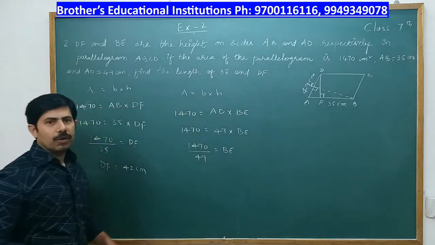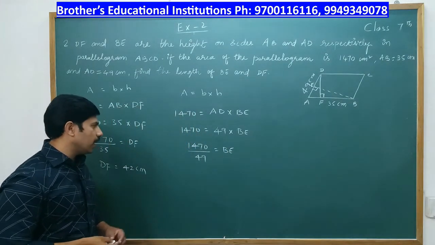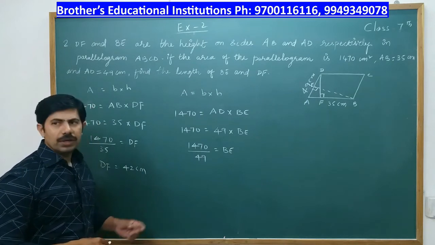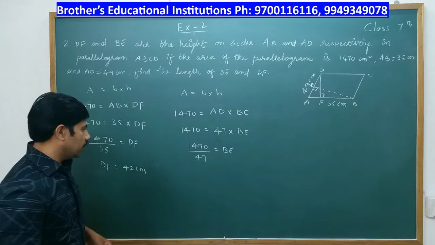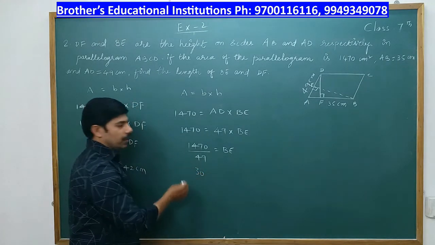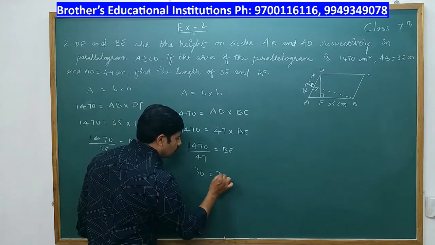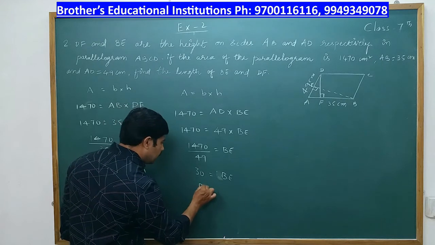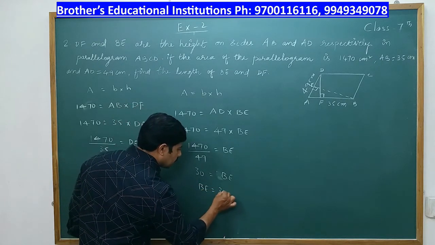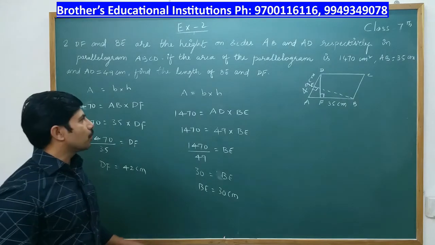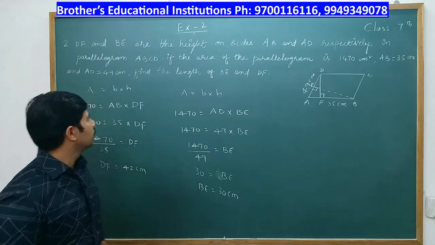Now we need to calculate this 1470 by 49. So how many times does 49 go? We need to divide 1470 by 49. So 49 goes 30 times. You divide it, you will get 30 is equal to BE. So therefore BE is 30 centimeters. Okay, this problem is completed.